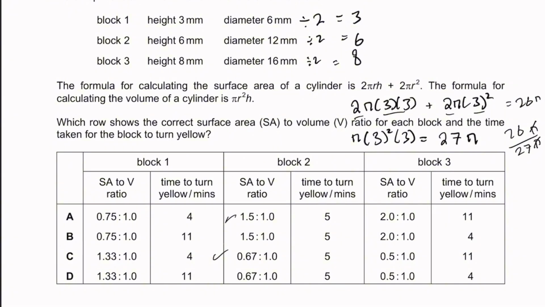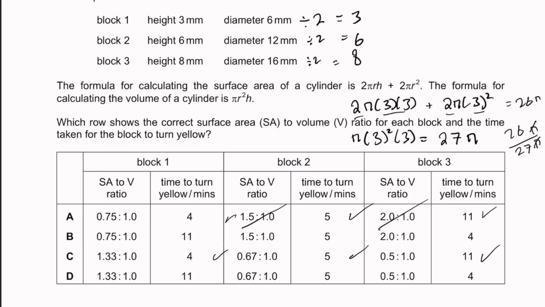For block 2, yes, it definitely should be 5, and for block 3 it should be 11. Now let's look at the surface area to volume ratios of blocks 2 and 3 compared to block 1. Block 2 cannot have a bigger surface area to volume ratio than block 1, so we can't have this as an option. And same thing for block 3. It can't have a 2-to-1 ratio.